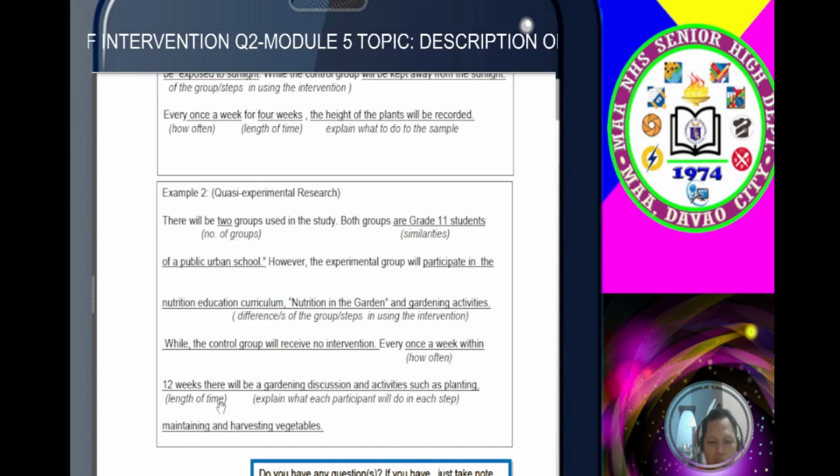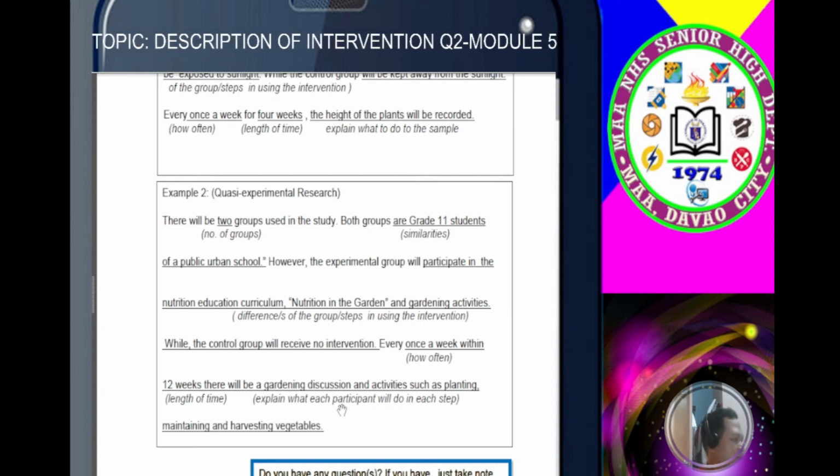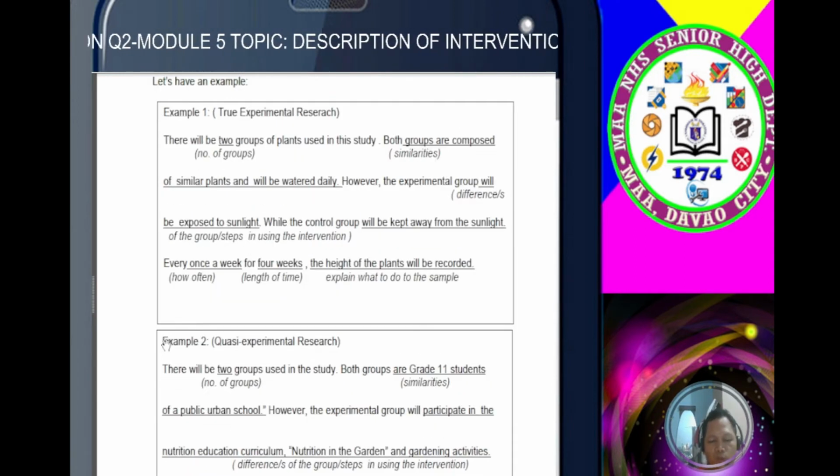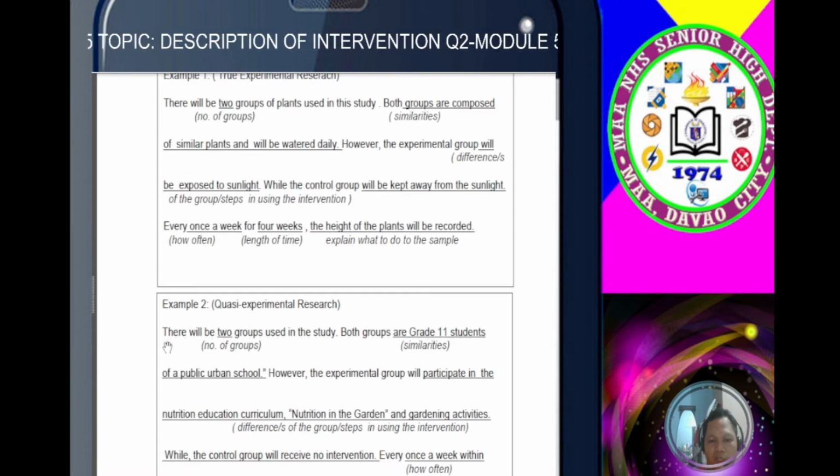That's the duration. Then, what will you do in each group? There will be garden discussion activities such as planting, maintaining, and harvesting vegetables. Okay? I hope it is clear to you. So those are the ways to state your intervention in your experimental research.